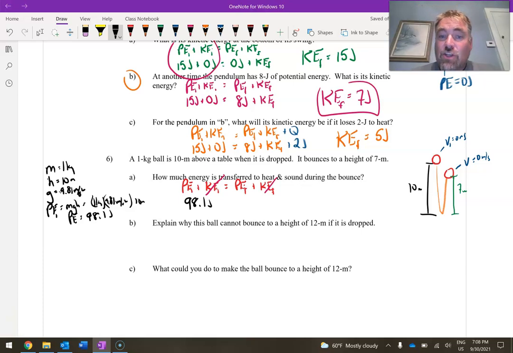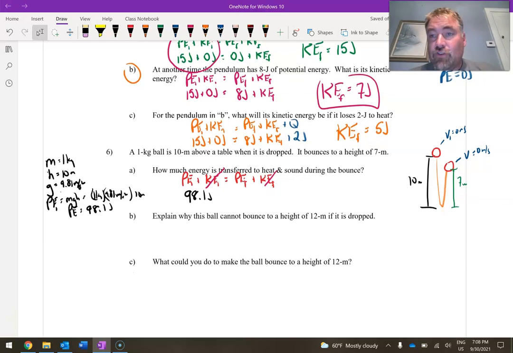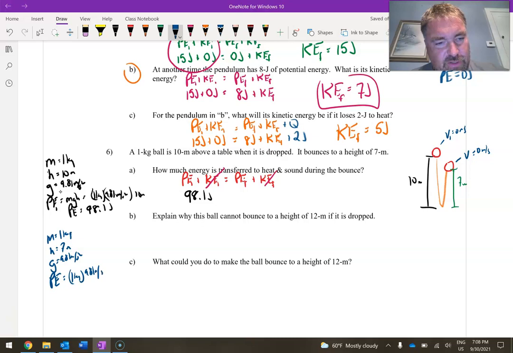So this potential energy initial is 98.1 joules. But now I need to find my new potential energy. The only thing that changes now is my height, and I'll put this in blue. My mass is still 1 kilogram. My height is now 7 meters. And my g is still 9.81 meters per second squared. So I can still find my potential energy, mgh. I'm just going to jump to it: 1 kilogram times 9.81 meters per second squared times 7 meters. And so my potential energy now is going to be 68.67 joules. And again, if you rounded later, if you went 68.7, that's perfectly fine too.